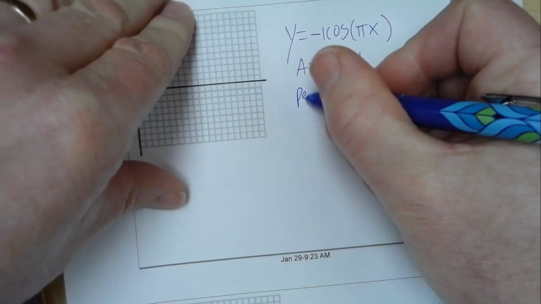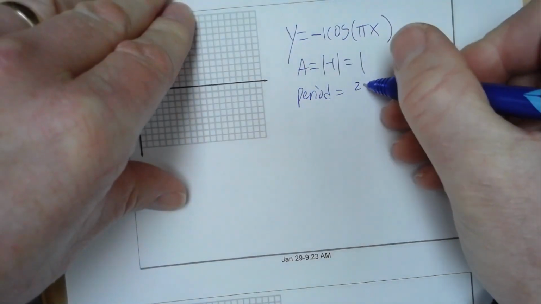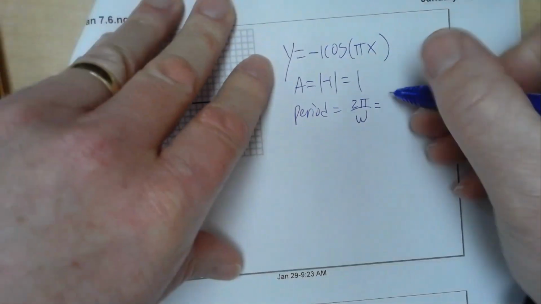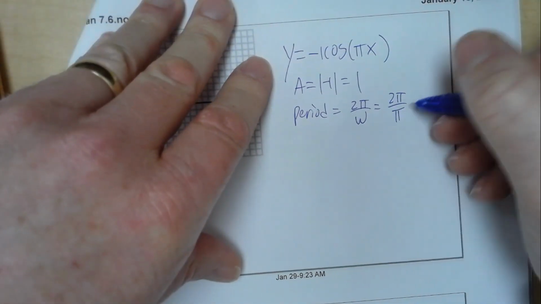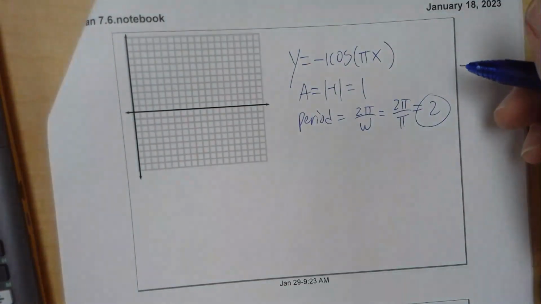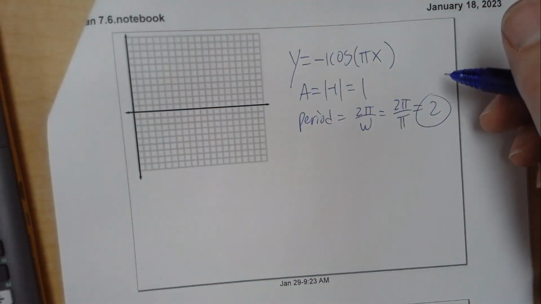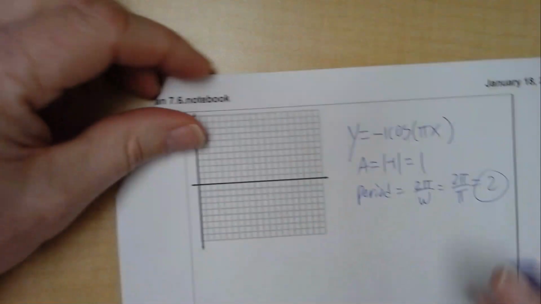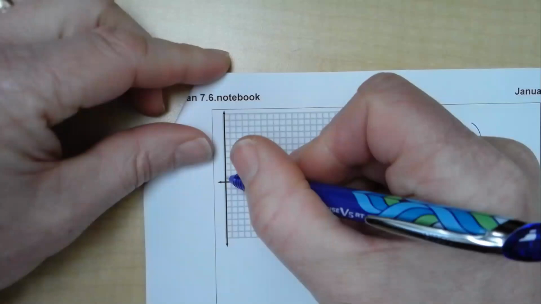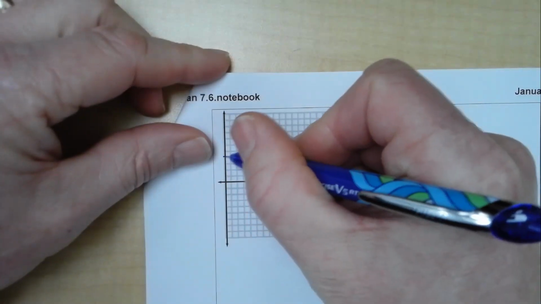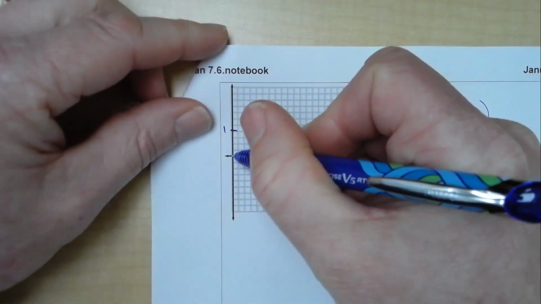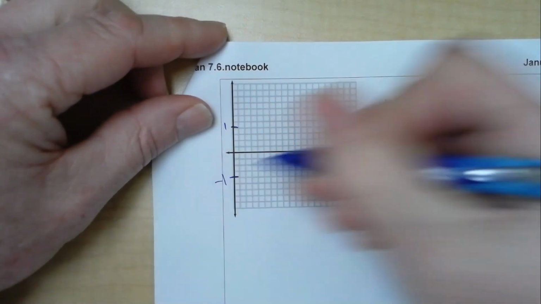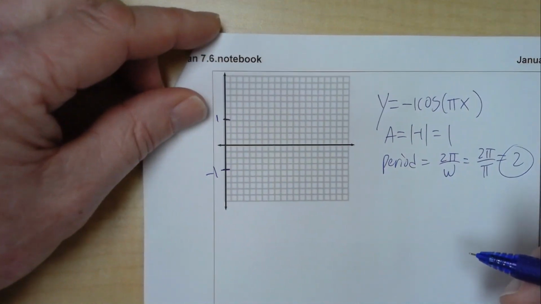The period is 2 pi over omega, and omega is pi, so it's 2 pi over pi, which is equal to 2. So it repeats itself every 2. Ooh, that's weird. Instead of pi's, it's going to repeat itself every 2. So here we go. I'm going to go 1, 2, 3, 4. This is going to be 1. 1, 2, 3, 4. This is going to be negative 1. And then it repeats itself every 2.